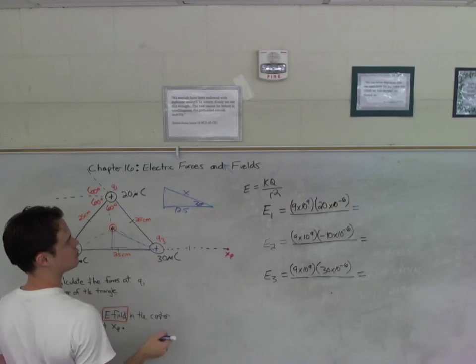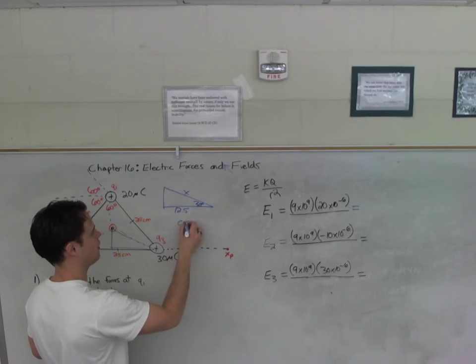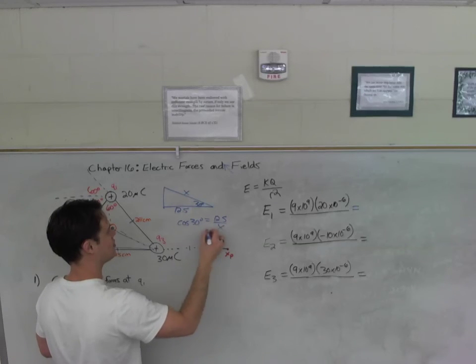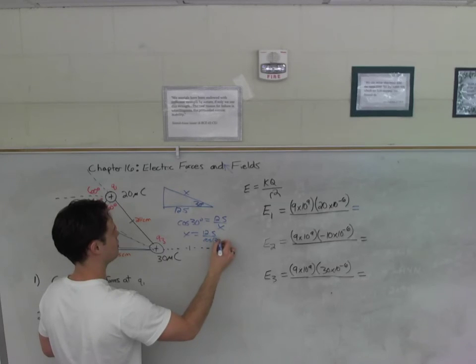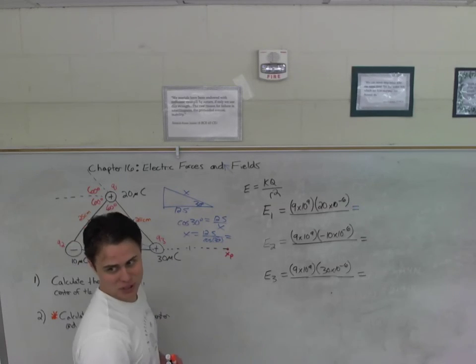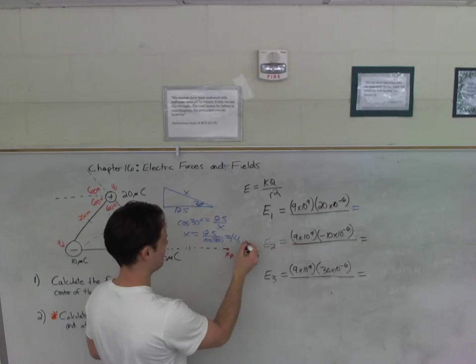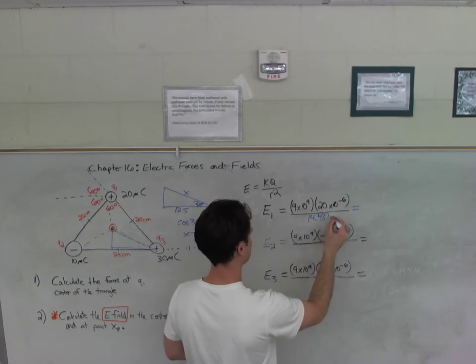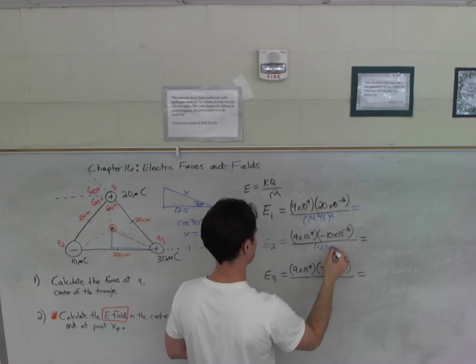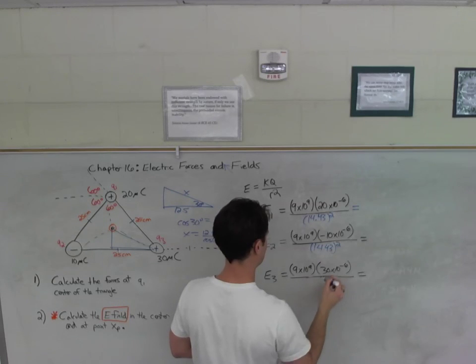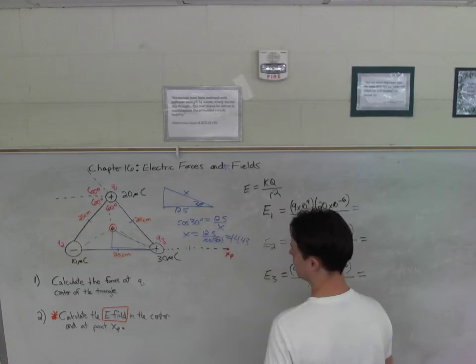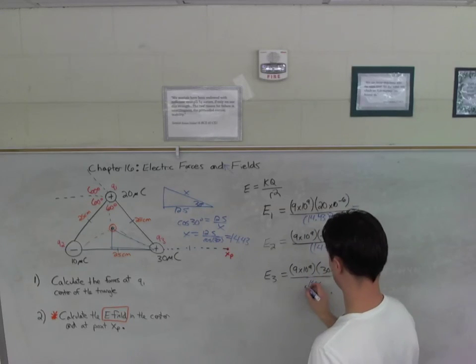Solve for x. Cosine 30 is x over 12.5. So x is 12.5 over cosine of 30, which was 14.43. So this is 14.43 squared, 14.43 squared. Because it's 7 meters. So you have to convert to meters.